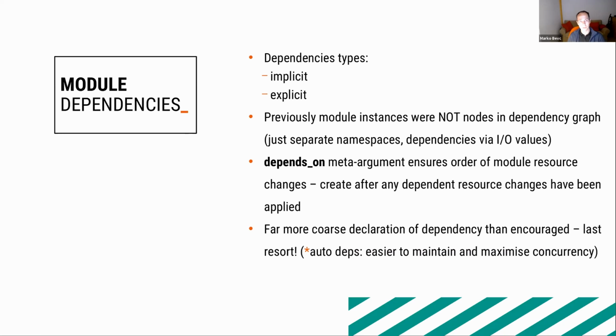But now with 0.13, you can actually do explicit dependencies, which is probably a far more coarse declaration of dependency than originally, and it's encouraged using HCL. As usual, as you are used to from resources before, this is probably the last resort in case Terraform cannot automatically resolve your dependencies through other means. And as usual, you can create dependencies now with the depends_on meta argument that ensures your order of resource creation, or module creation in this case.